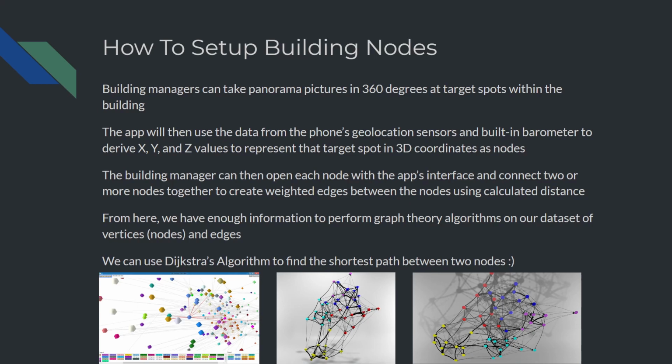So how do you actually set up the nodes? Building managers can take panoramic images at target locations in the building, and then the app will use the phone's geolocation sensor and barometer to derive X, Y, and Z values to represent that spot as a 3D coordinate. The building manager can then connect two nodes together, and the app will figure out the distance between the nodes and use those to create weighted edges. And from here, we could use Dijkstra's algorithm to find the shortest path between two nodes.